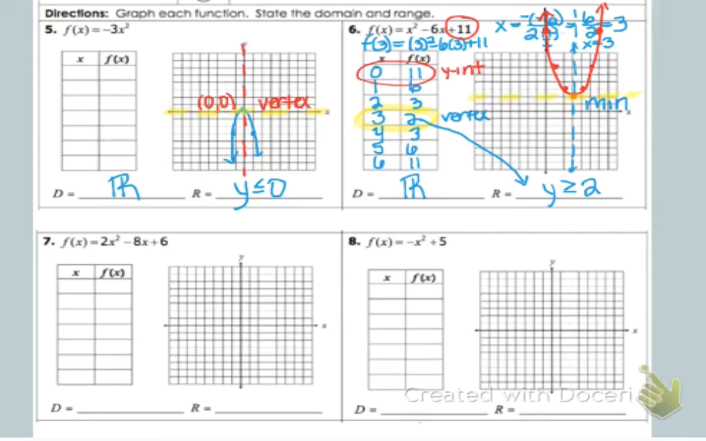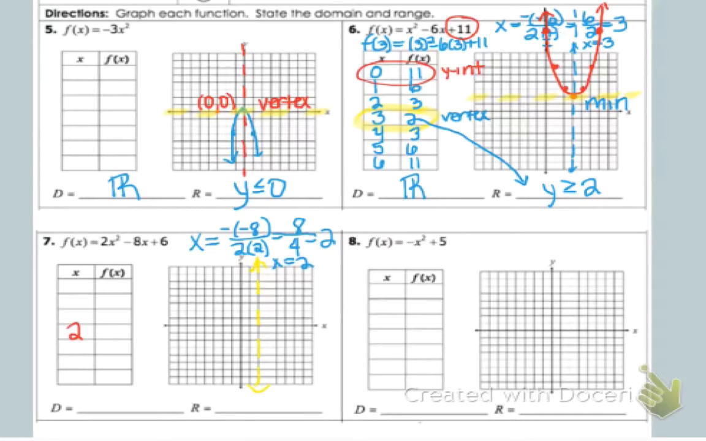So let's quickly work through maybe number 7, and then we will try some you-tries. So again, the axis of symmetry is going to be at x equals the opposite of b, so it's the opposite of -8 over 2 times a, which is 2. So that's 8 over 4, which is 2. So my axis of symmetry is going to be at positive 2. And that means 2, I can place right in the middle of my table.